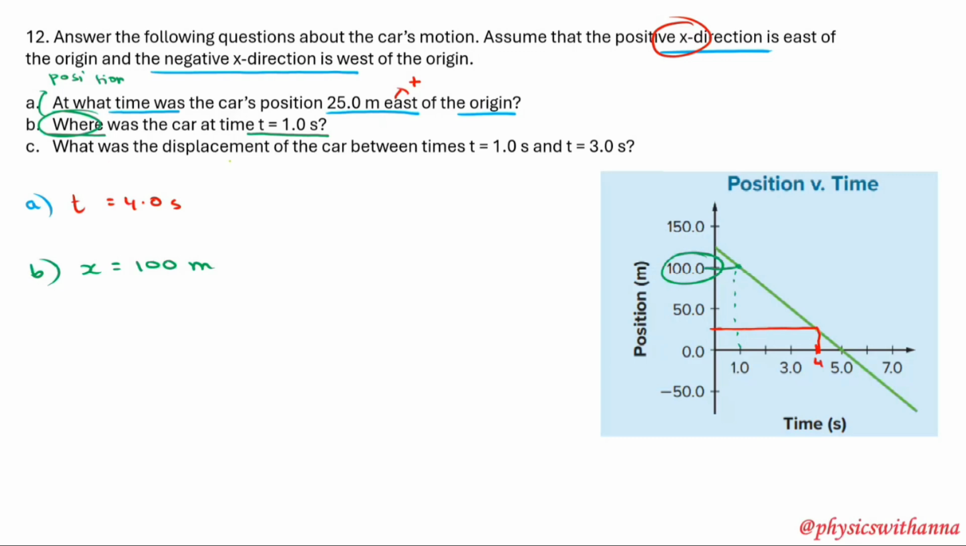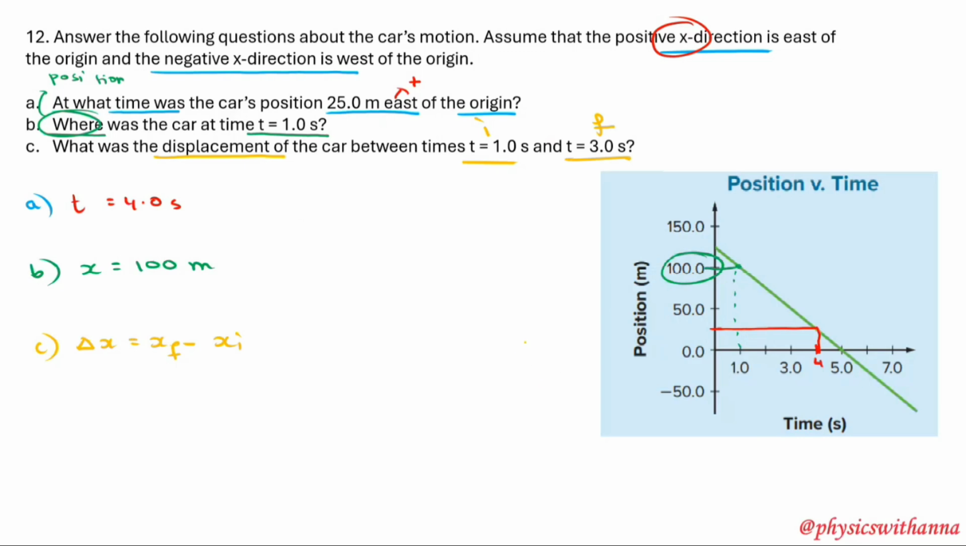Then in part C, we need to find the displacement of the car between time t equals 1 second and 3 seconds. Now displacement delta x is final position minus initial position. My final position will be at time t equals 3 seconds and initial position will be at time t equals 1 second. So let me find these values and then we can subtract them.